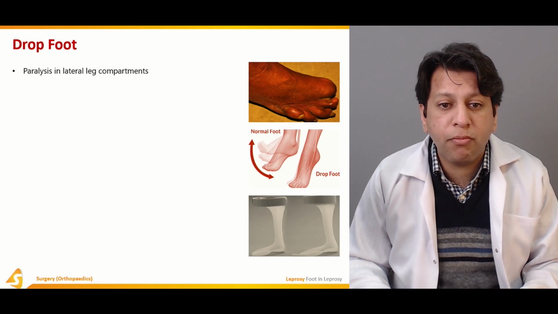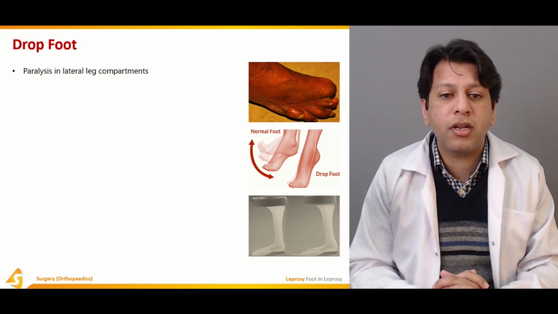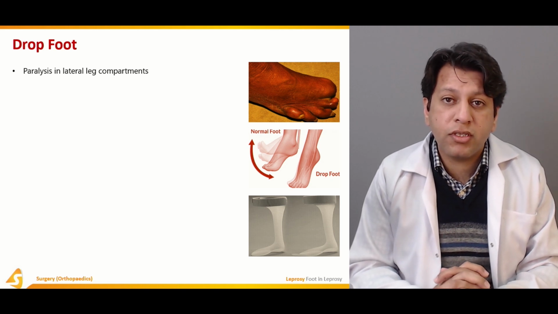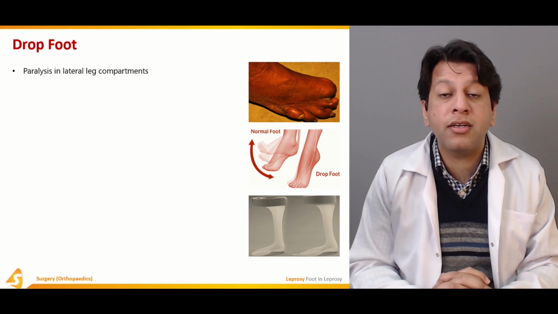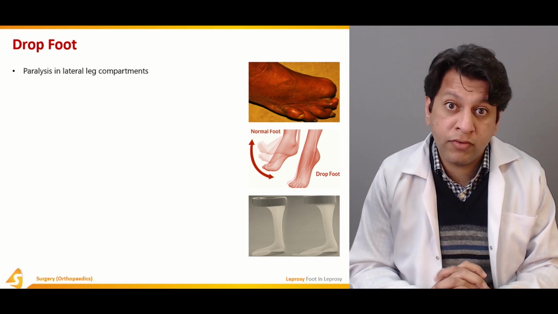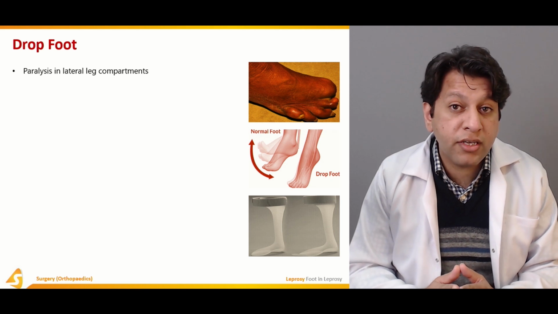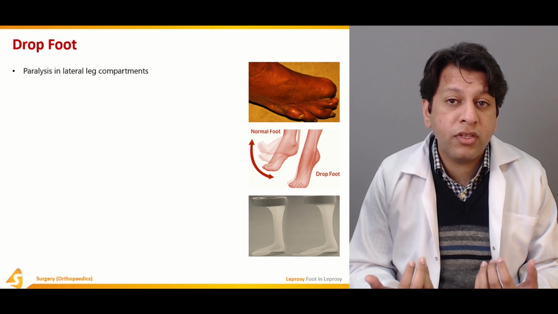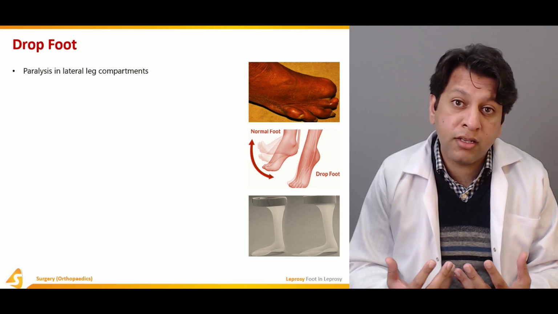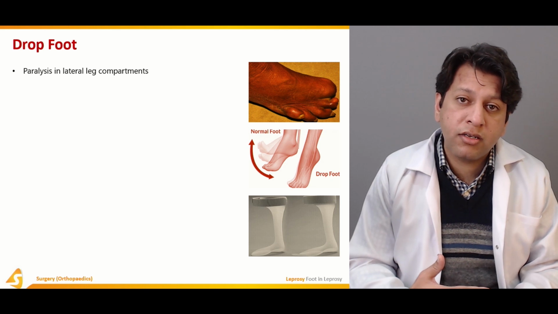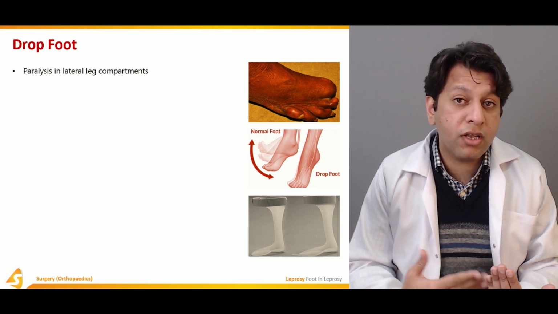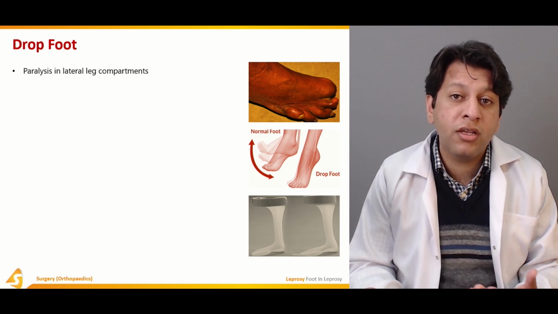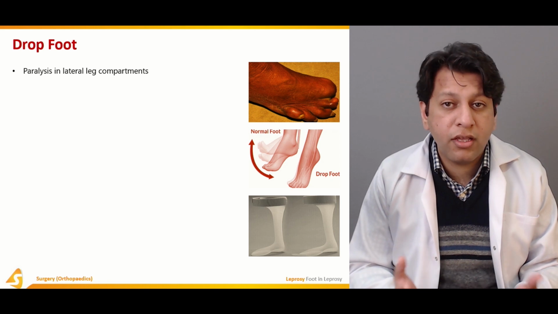So what is a drop foot? It usually results from paralysis of the lateral leg compartments. We know that the common peroneal nerve over the neck of the fibula divides in two, into the superficial and the deep peroneal nerve. The deep peroneal nerve descends in the anterior tibial compartment and supplies mainly the extensors of the toes and the dorsiflexors of the ankle. But the superficial peroneal nerve descends into the lateral compartment and mainly supplies the peroneus longus and the peroneus brevis, which are the evertors of the foot at the ankle joint.